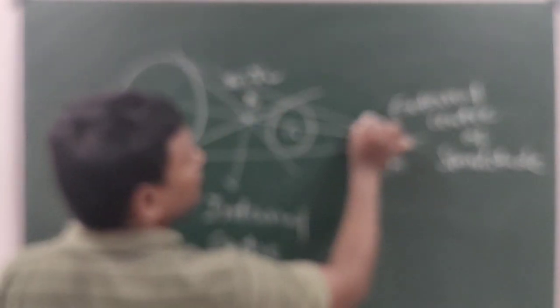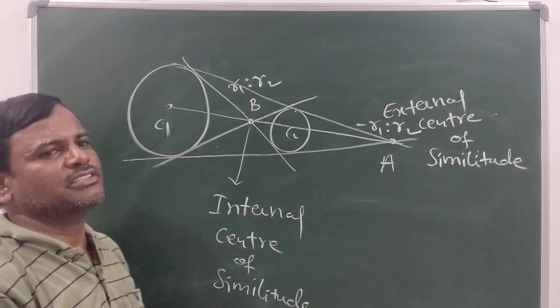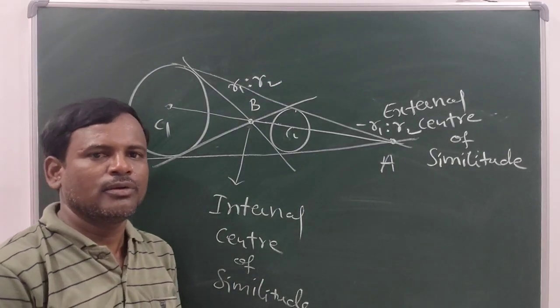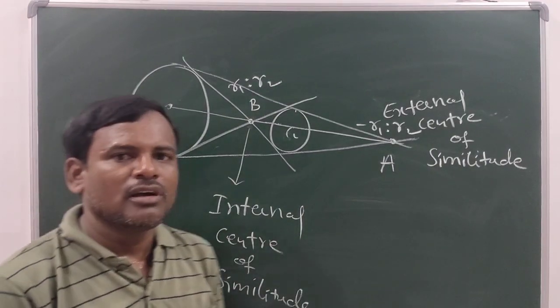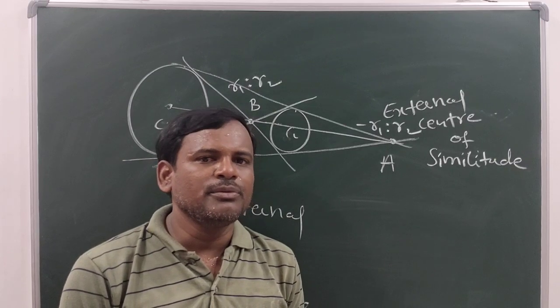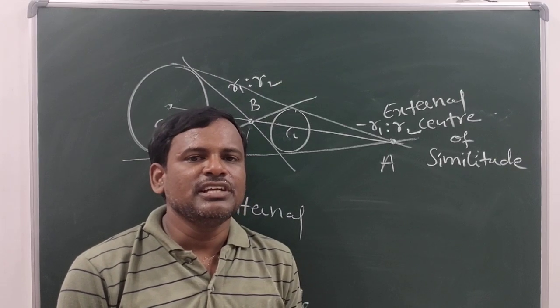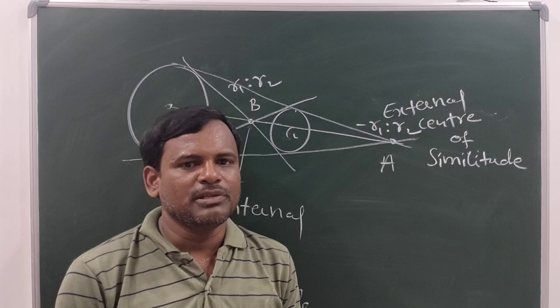B divides C1C2 in the ratio of R1 is to R2. A divides C1C2 in the ratio of minus R1 is to R2, where R1 is the radius of the first circle and R2 is the radius of the second circle. So this is the complete concept related to the IIT JEE advanced syllabus. Thank you.